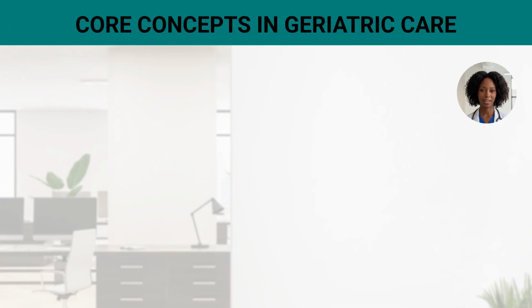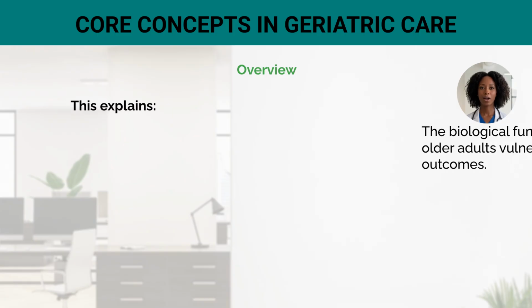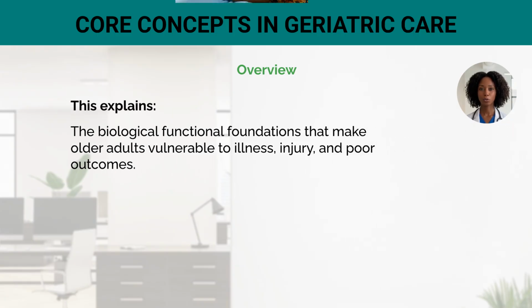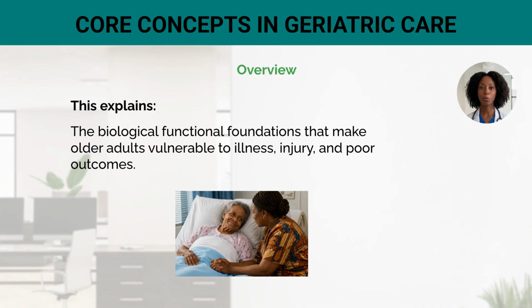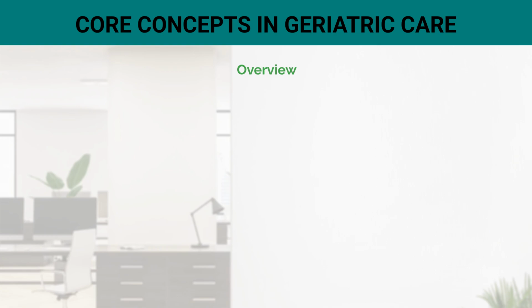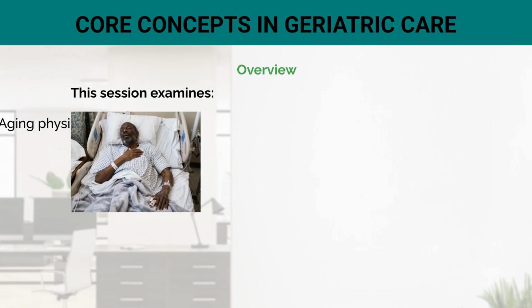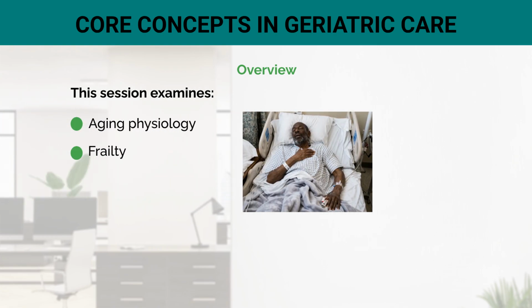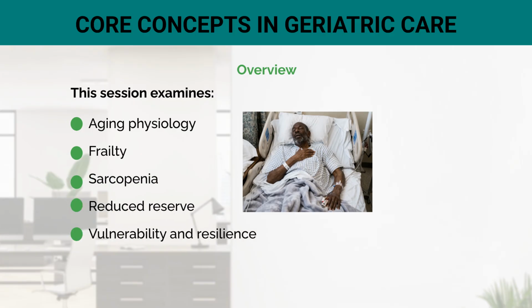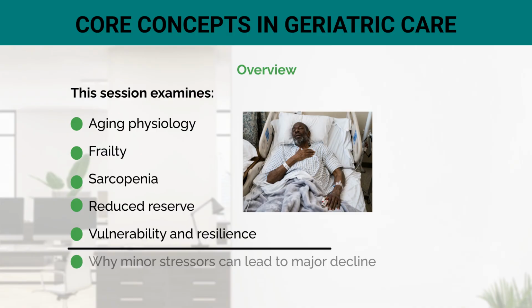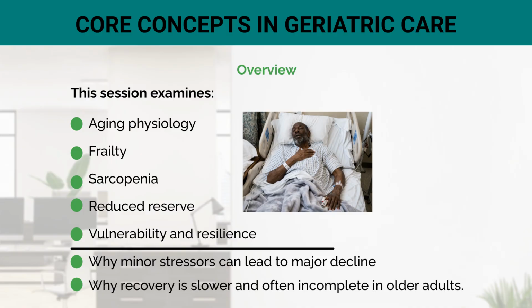In this video, we will be talking about core concepts in geriatric care. This explains the biological and functional foundations that make older adults vulnerable to illness, injury, and poor outcomes. Rather than focusing on disease labels, the session examines aging physiology, frailty, sarcopenia, reduced reserve, vulnerability, and resilience. These concepts explain why minor stressors can lead to major decline and why recovery is slower and often incomplete in older adults.